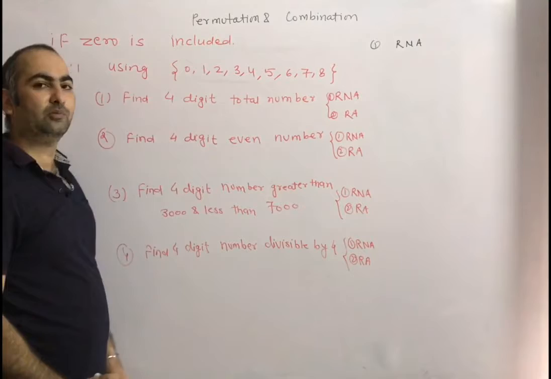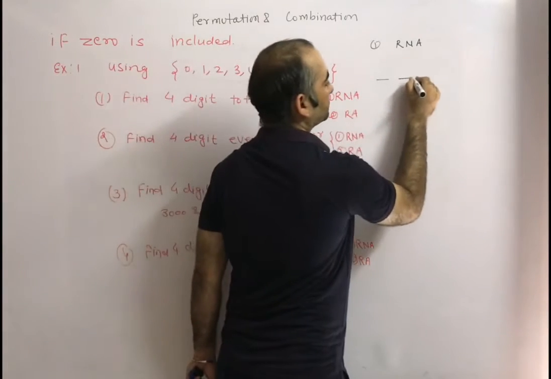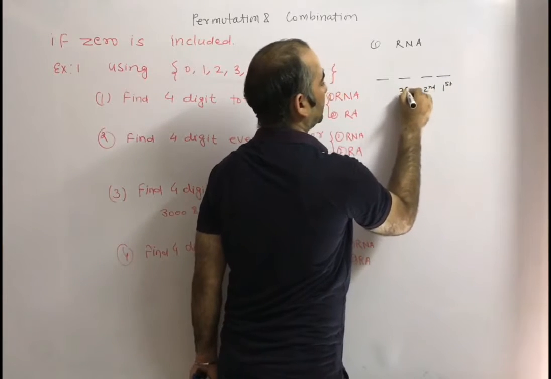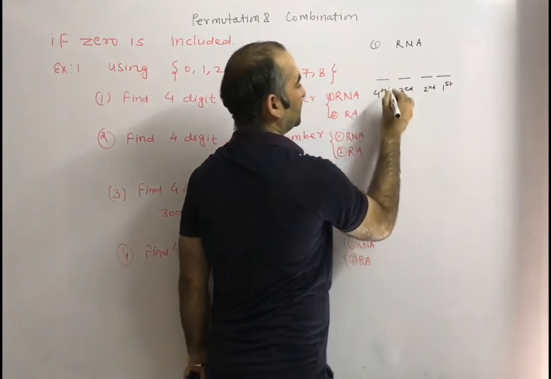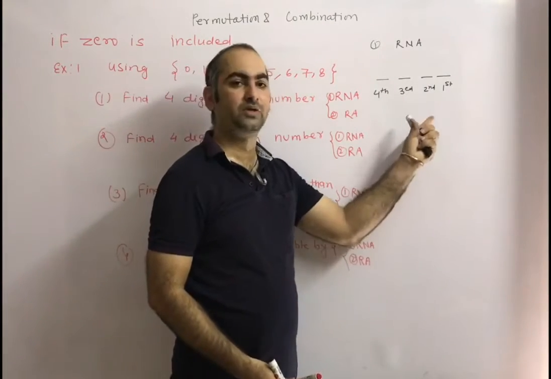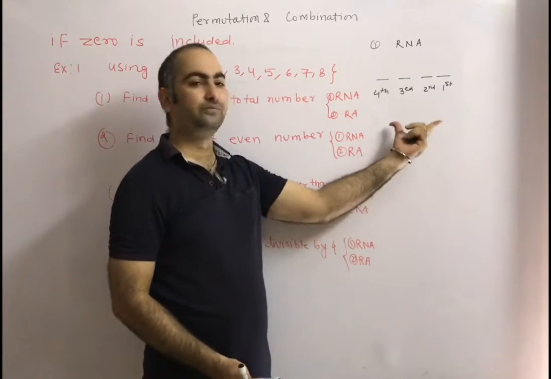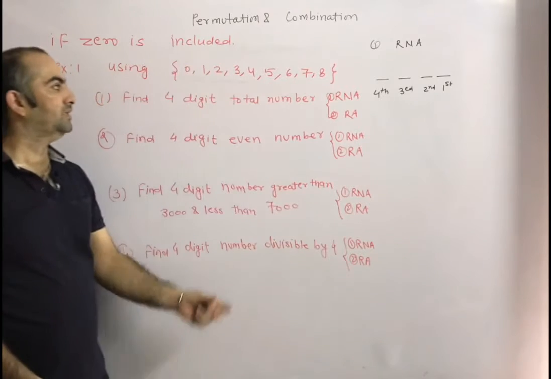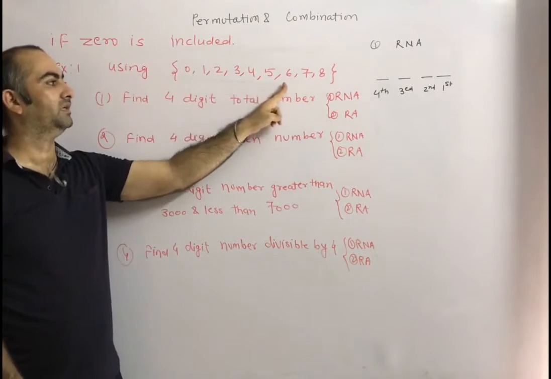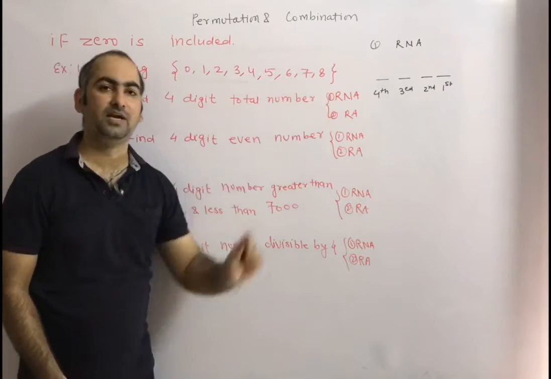That means you have to take 4 places. This one is the first place, this one is the second place, this one is the third place, and this one is the fourth place. We want a 4-digit number, so you have to fill all the 4 places. Now the digits given are 0, 1, 2, 3, 4, 5, 6, 7, 8. So 9 digits are given.